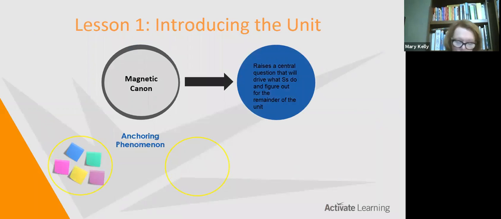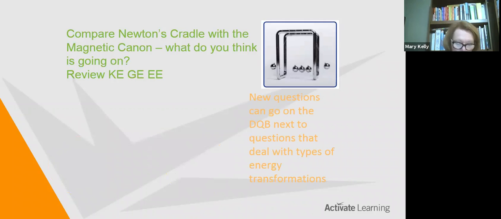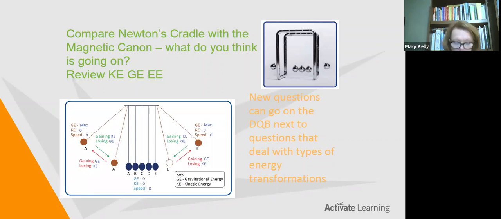So just to review what we just did in this lesson, we had students experience an anchoring phenomena, the magnetic cannon. This anchoring phenomena raised a central question that will drive students to do and to figure out for the remainder of the unit. The anchoring phenomenon also raises lots of other questions from students that are accounted for using the driving question board and used as the entry point into investigations that come later. In the next lesson in this unit, students continue by experimenting with the Newton's cradle in groups.